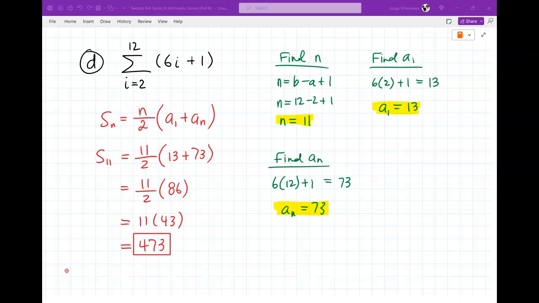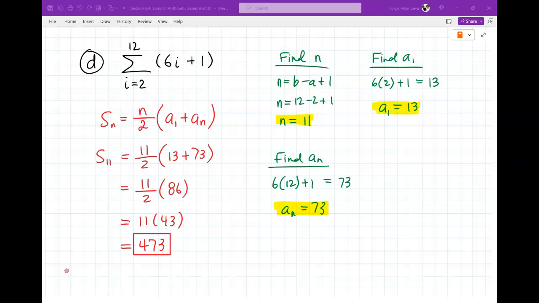To find your a sub n, you would have plugged in your 12. So 6 times 12 is 72, plus 1 is 73. So a sub n is 73. Plug those three things into your original function of s sub n equal to n over 2 times the quantity a1 plus an. And just basically simplify it, right? So 73 plus 13 is 86. Half of that is 43. 43 times 11 is 473. So your answer is there.